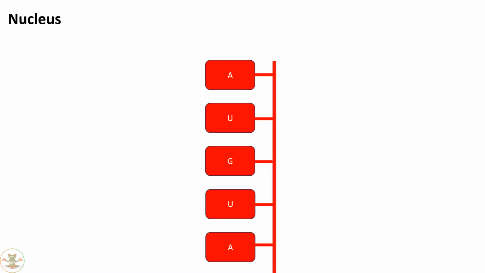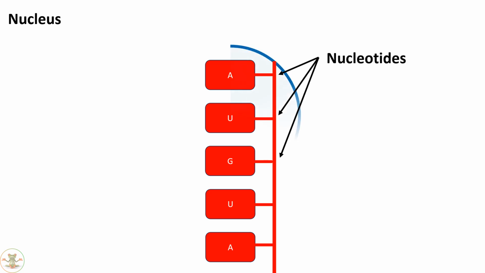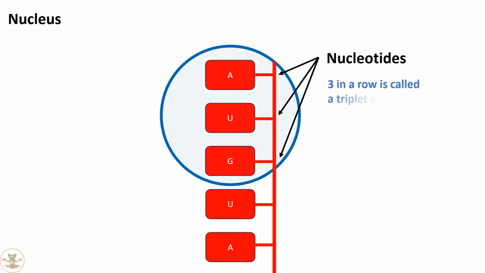RNA and DNA are both made up of units called nucleotides. 3 of the nucleotides in a row are called a triplet or a codon.